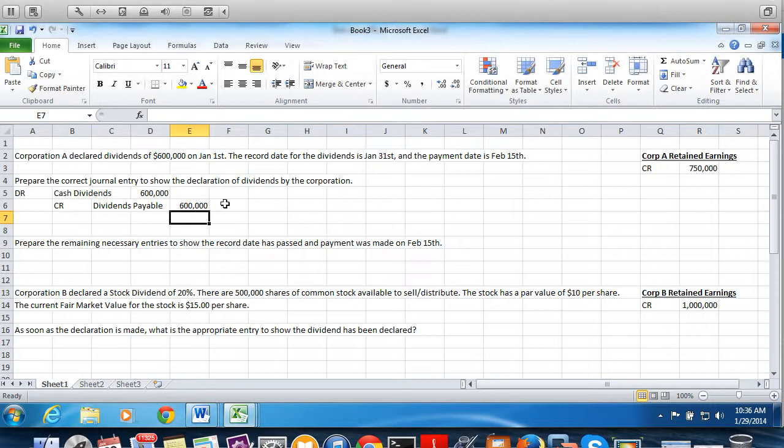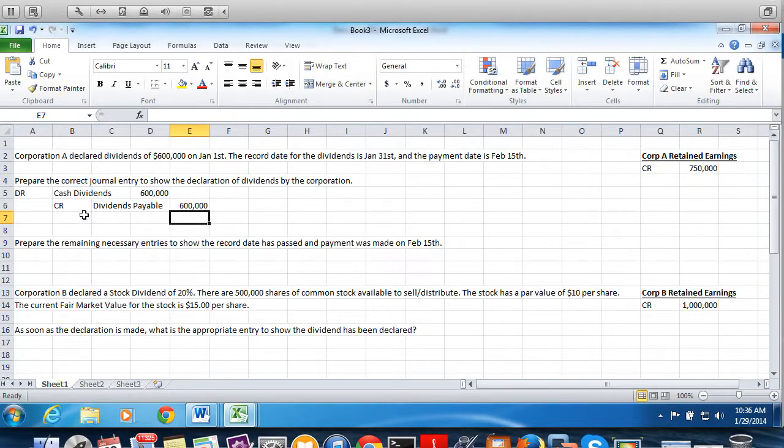Then the record date passes, which again is just to determine who's going to receive this, so who has what share of stock. So does everyone who owns stock have 10% of the stock? Did any stock change hands between January 1st and January 31st? Once that's all established, we move to February 15th when we actually pay this amount.